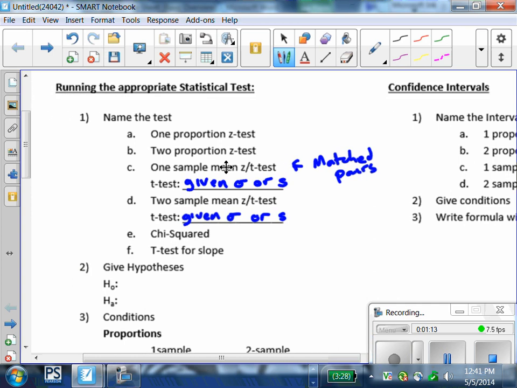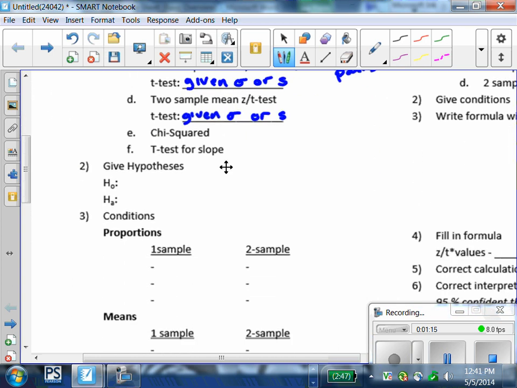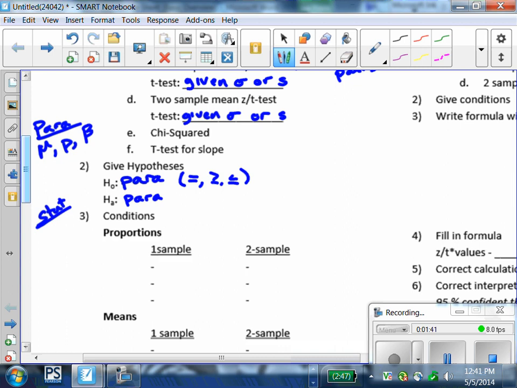We'll walk through all the different steps for testing. So remember with hypotheses, it's always a parameter, right? It's always a parameter. And then this is going to be equals, greater than or equal to, less than or equal to. And this is also a parameter. And remember that the parameters that we use are mu, p, or beta. And just a good chance to remind you, the statistics would be x bar, p hat, and then the slope b. So we're always going to use parameters there. And then this would be not equal to, greater than, less than.